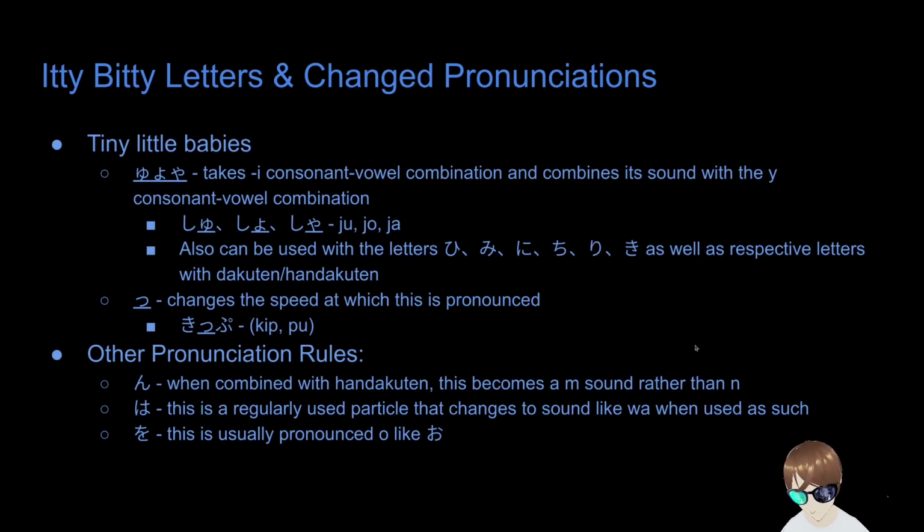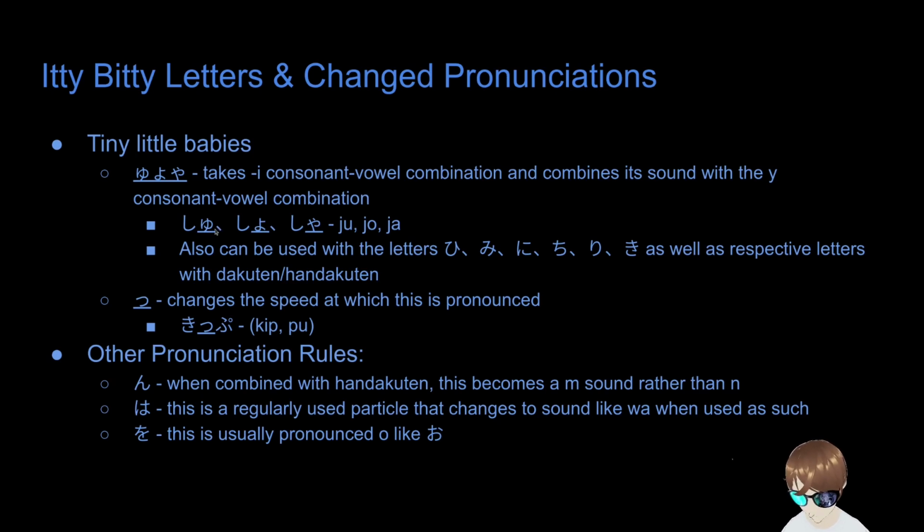Now for this part, some hiragana and katakana you write as tiny little letters. You'll see here that yu, yo, ya can be put as tiny little letters. And what happens when you combine them with all of the I consonant vowel pairs is that it turns them into the sound of the I consonant vowel pair with the small little Y consonant vowel pair.